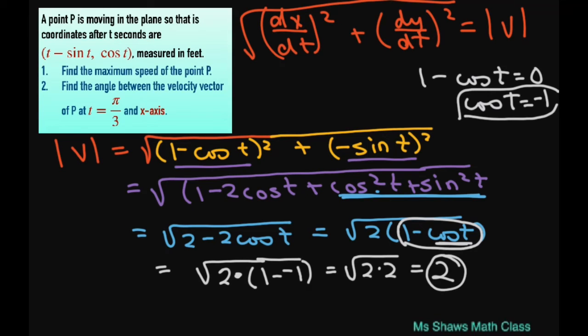All right. Now we have to do part 2. We're going to find the angle between the velocity vector at t = π/3 and the x-axis. That simply means we're going to use the tan function. So let's look at that.